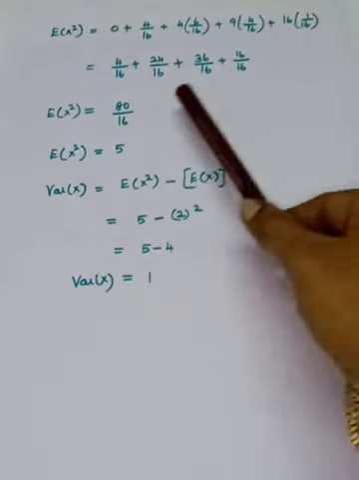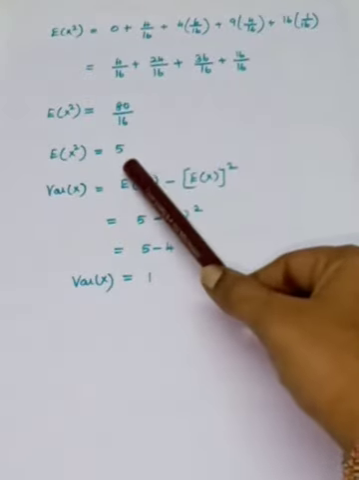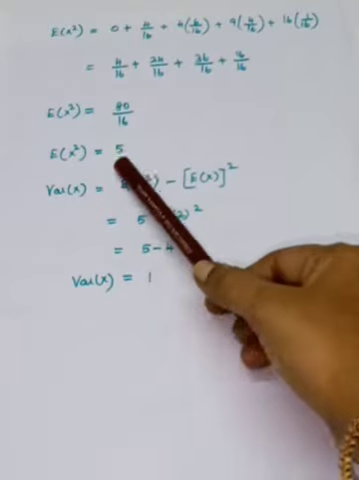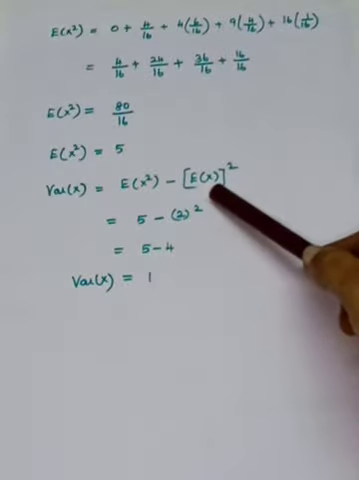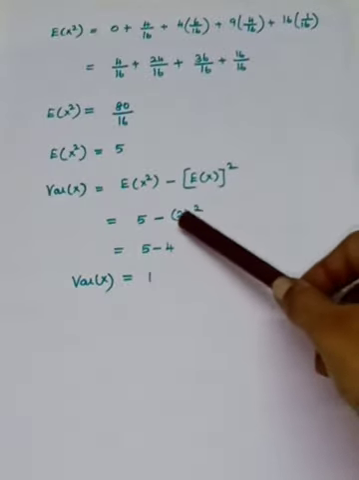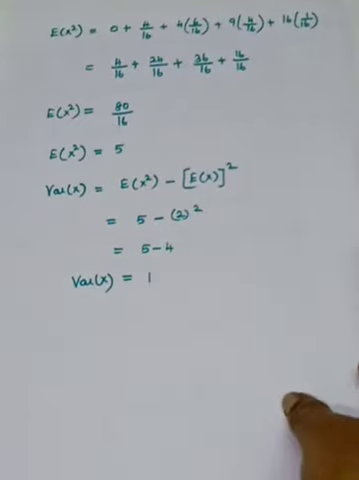The LCM is 16. When you add the numerators, it is 80. When it is divided by 16, that is 5. So E of X squared we have found. Next you have to find the variance of X. That is E of X squared minus E of X the whole square. E of X squared is 5. E of X we have already found is 2, and 2 the whole square is 4. So the variance of X is equal to 1.